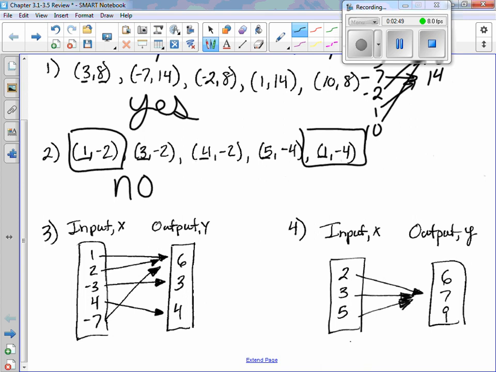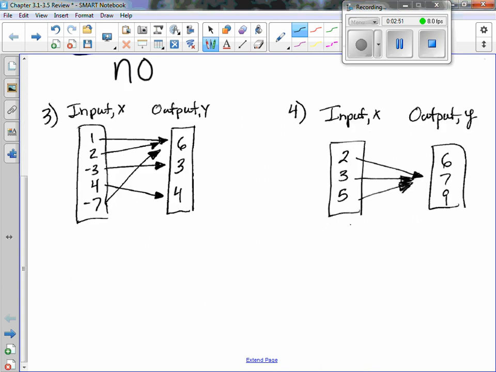Any questions on 1 and 2? How about 3 and 4? So looking at number 3, would this be a function? Do we have an x value going to two different y values? I only have one line going from each of these x values, yes? So would it be a function? Yes, because each one of these x values has exactly one y value. If it has exactly one y value, it is a function.